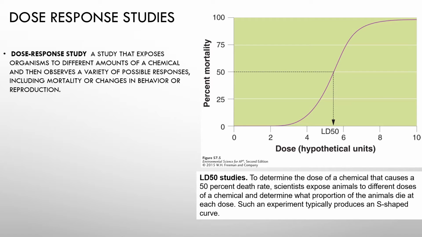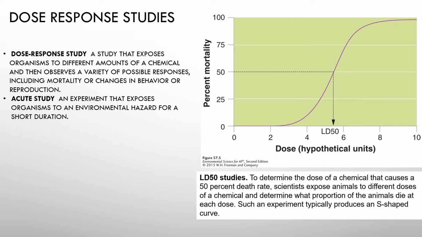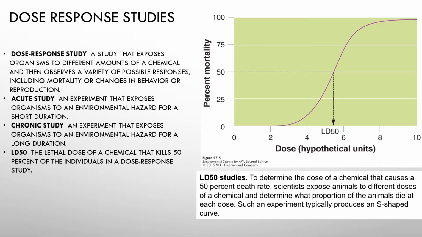So the dose is how much an organism is getting, usually per pound of body weight or per kilogram of body weight. And the percent mortality is how many deaths there are out of the total number of organisms that are being tested. We look at this with acute studies and with chronic studies. And an LD50 is just that place in the middle there where 50% of the total population that was tested dies at a specific dose.